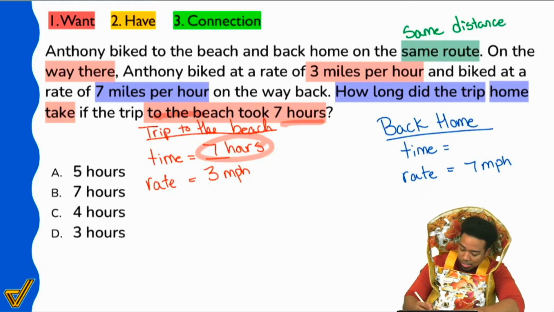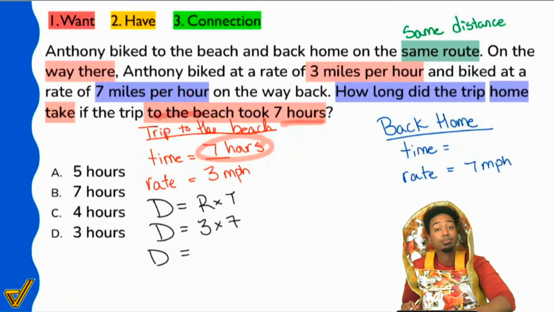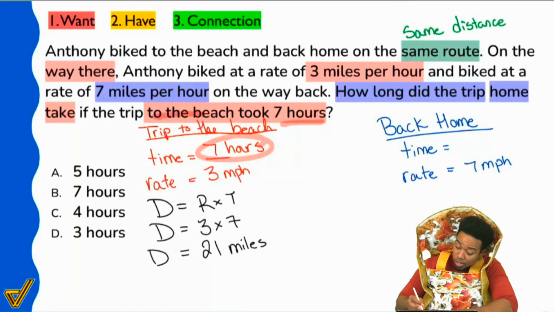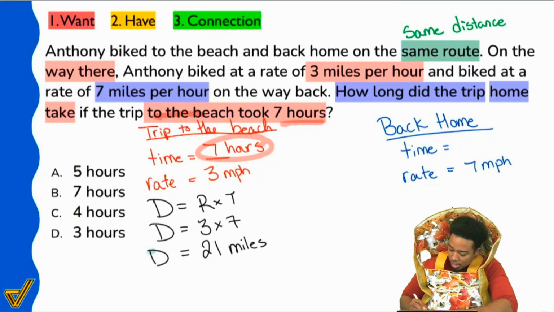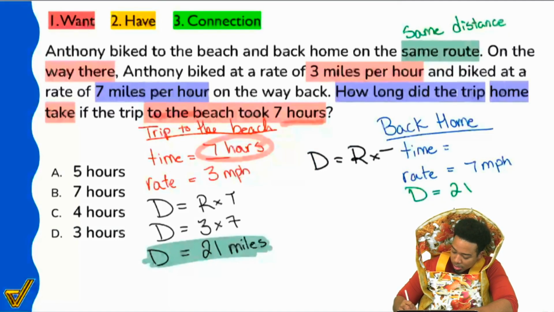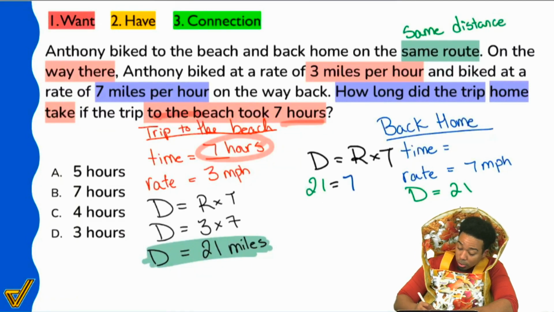Let's find that distance. So distance equals rate times time. Our distance will be 3 times 7. Everyone hit me. What's our distance going to be? 21, that's right. That's 21 miles. And we've already said that these distances are the same. So I can plug that distance in over here and we can figure this out. Distance equals rate times time. We plug in what we have. 21 equals 7 miles per hour multiplied by the time period.